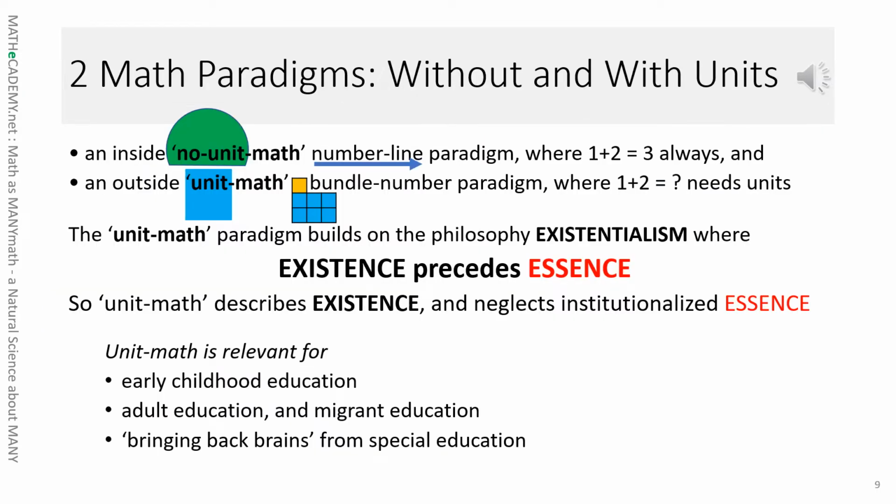So we have 2 mathematics paradigms, one without units, and one with units. An inside no-unit math, number line, paradigm, where 1 plus 2 is 3, always, and an outside unit math, bundle number, paradigm, where 1 plus 2 depends on the units. The unit math paradigm builds on the philosophy existentialism, where existence precedes essence. So unit math describes real existence, and neglects institutionalized essence. Unit math is relevant for early childhood education, adult and migrant education, bringing back brains from special education.